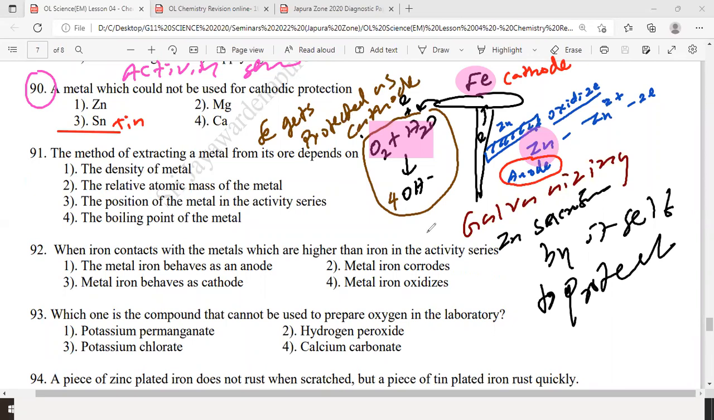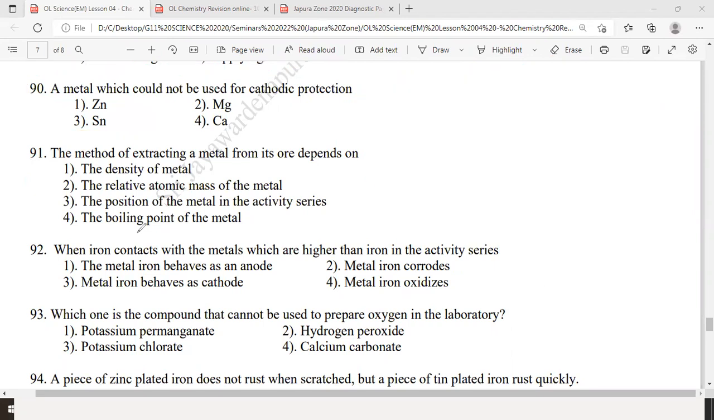Okay, question number 91. I'll erase the screen. Question number 91, any volunteers who can give me the answer for 91?